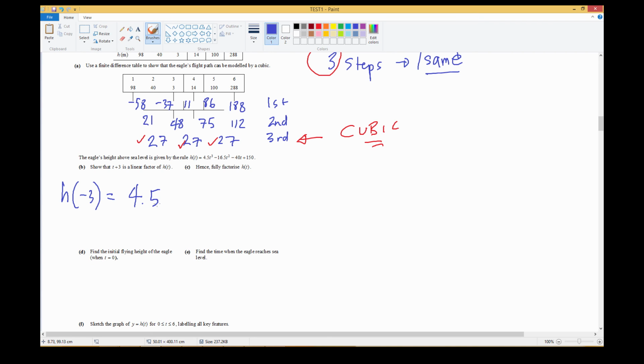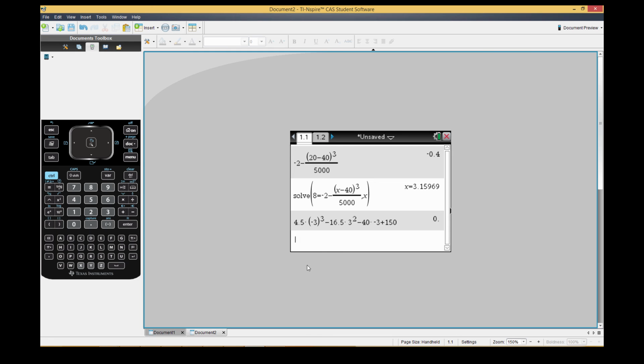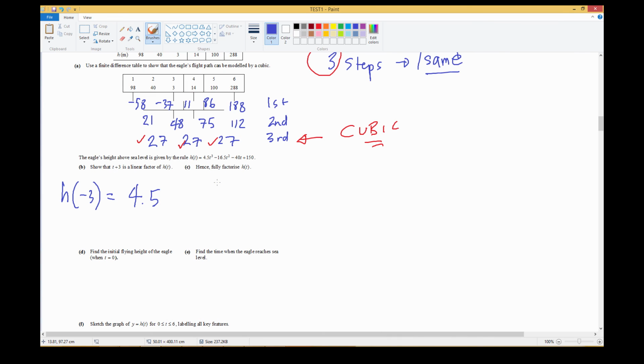Now I can just use my calculator to do that. We're putting negative 3 into the equation, and I've done this previously on my calculator. So here we get 0. When we put negative 3 into the equation, we get 0. That means that's a factor. So that's an easy question. So we put negative 3 into this equation here, we get 0. That proves that that is a factor.